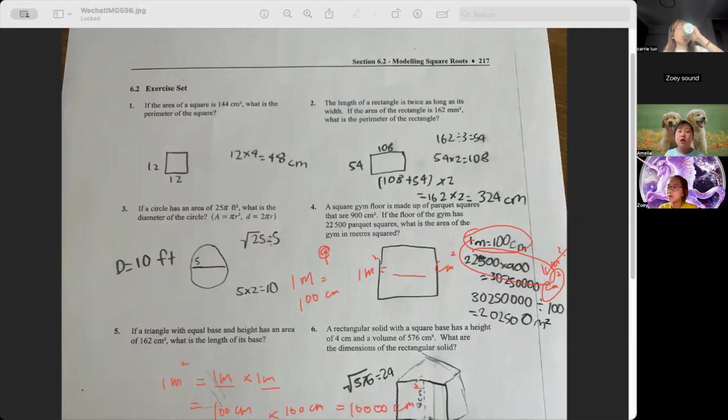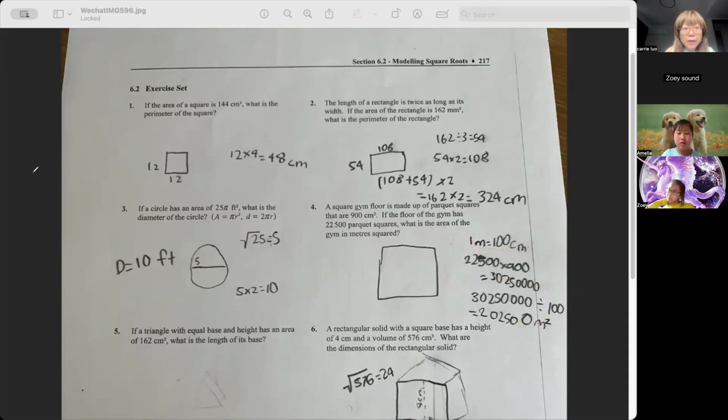Get it? So when we calculate it, we need to divide it by what? 10,000 instead of 100. Clear? Okay, so the answer should be 2025 meters squared. Clear? If you don't understand, ask again. So do Amelia and Zoe understand?